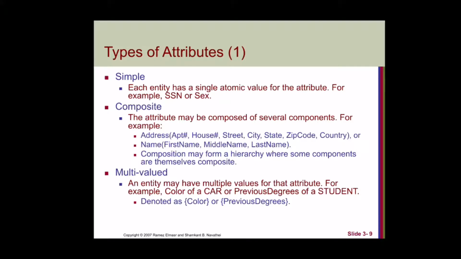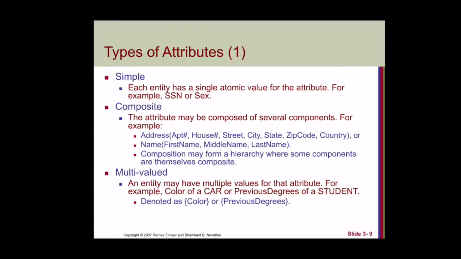Now let us discuss the various types of attributes. First one is a simple attribute. What do you mean by simple attribute? Each entity has a single atomic value for the attribute. For example, SSN or gender, right? For a particular person, we are going to have only one number. Like in India, we have the Aadhaar card, right? For each person we have only a single Aadhaar card number, right? So that is a simple attribute.